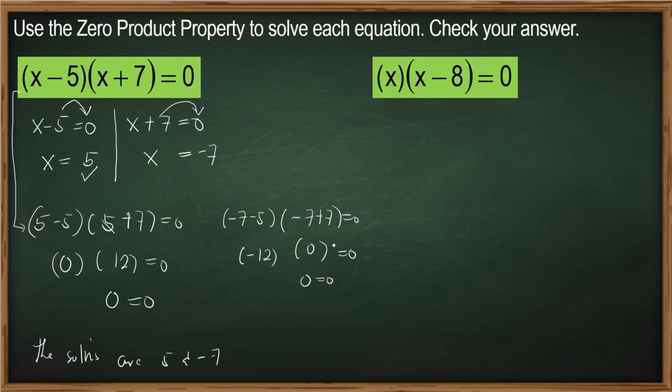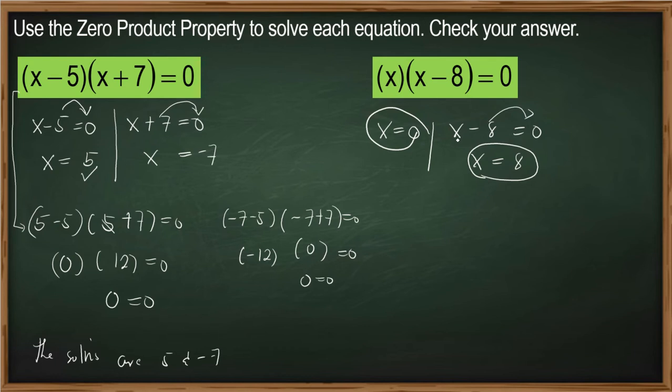How about the second one? Same process. We have x is equal to 0, and x minus 8 equals 0. Then we have x equal to positive 8. So we have x equals 0 and x equals 8. We can actually mentally check the solutions. We have 0 times the resulting factor, so that's still equal to 0. How about 8? We have 8 minus 8 equals 0 times 8. The answer is still 0.